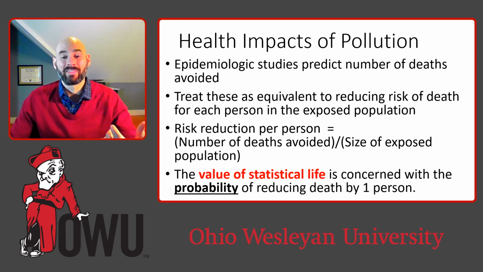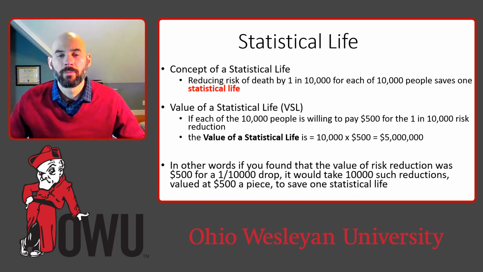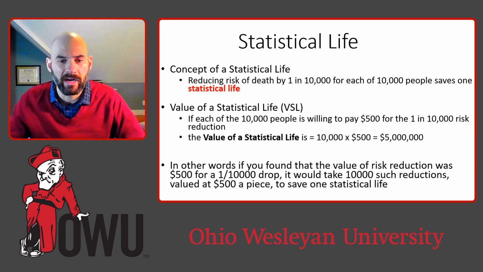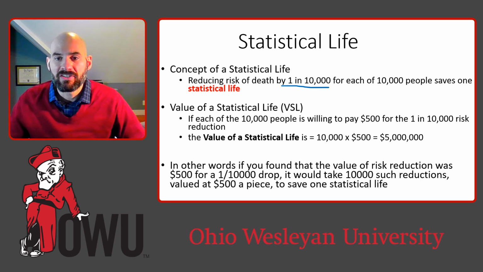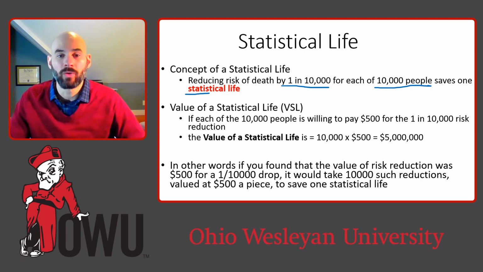And we're going to then think about the value of a statistical life as being concerned with the probability of reducing a death by 1 person. So that's a little bit confusing, but hopefully these concepts will be more clear as we start to integrate. So to make this a little bit more clear, let's think of a case where we're going to be able to reduce the risk of death by 1 in 10,000. That's going to be our per person risk reduction. For each of 10,000 people, then that reduction of the risk of death for that population would save 1 statistical life.